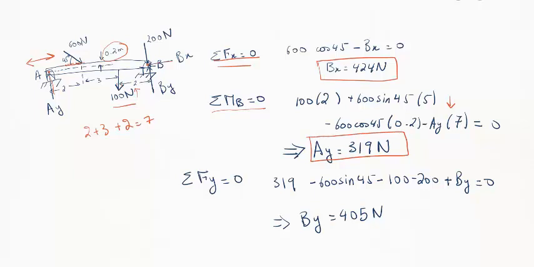Now the last step to get the B reaction in the Y direction, we can do the sum of the forces in the Y. So we have Ay, which is 319, 600 sine 45, that's this force over here, and we have minus 100, minus 200, that's another external force over here, and plus By equals 0, and we get finally By is 405 newtons.